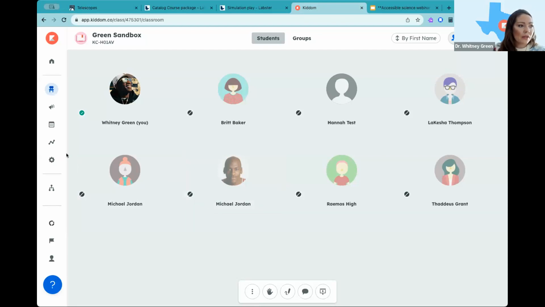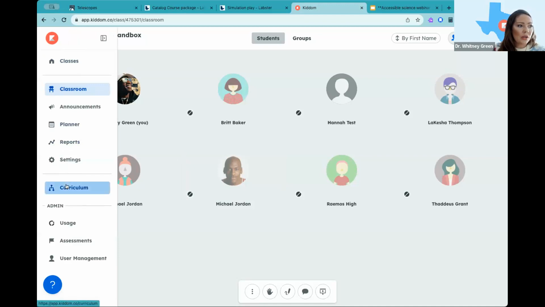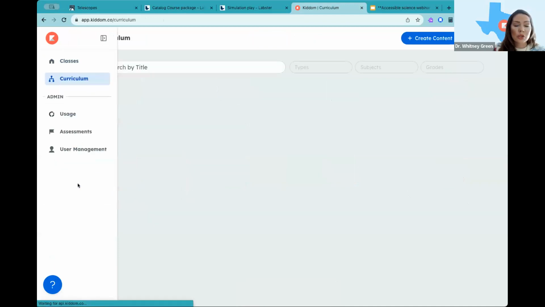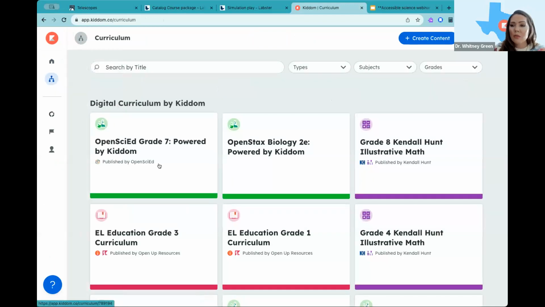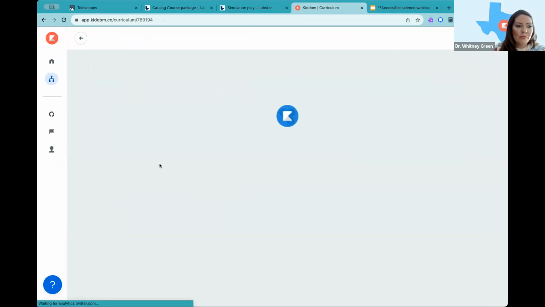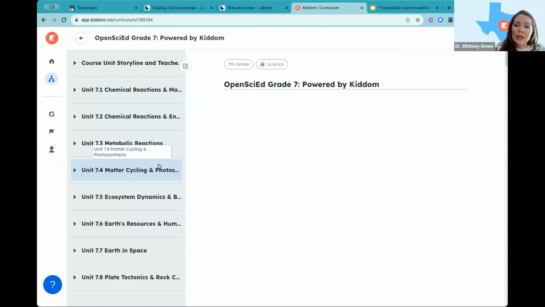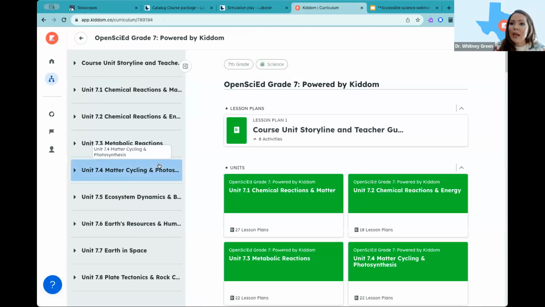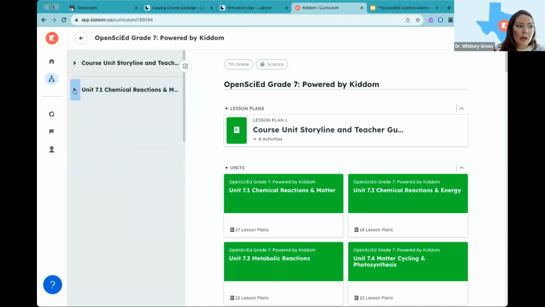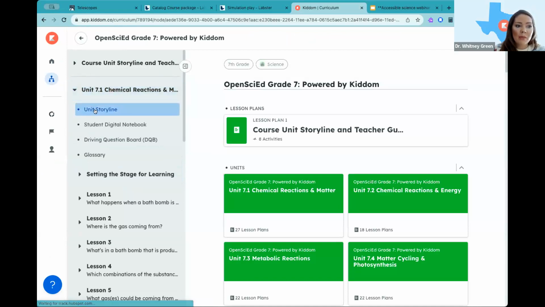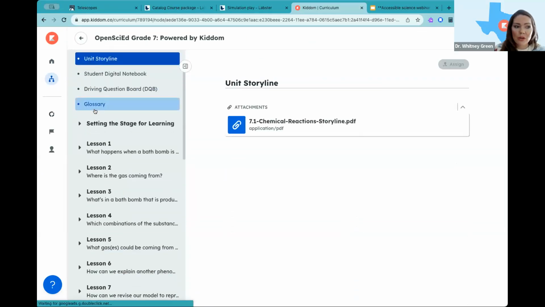So inside of Kiddom, on the left-hand side, you have classes and you have your curriculum. So truly, you have your curriculum right here. And inside of the curriculum, all the materials that you would get paperback copies of, which we can print, and you can print through Kiddom as well after you make personalizations. All of these items we've organized here. So as a teacher, I can easily go in. Here's my unit 7.1. I've got my unit storyline that I started to refer to here.